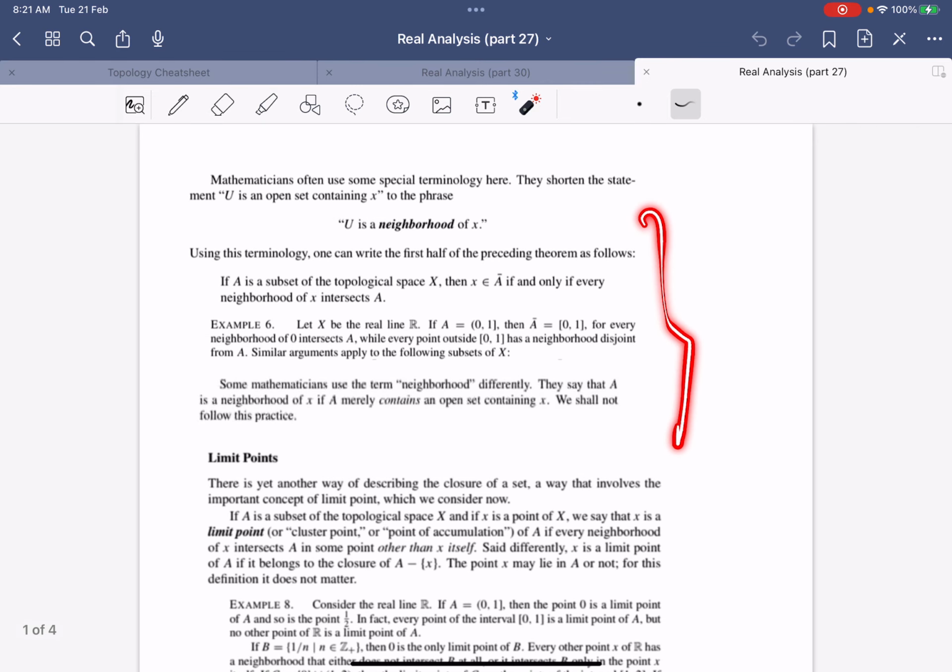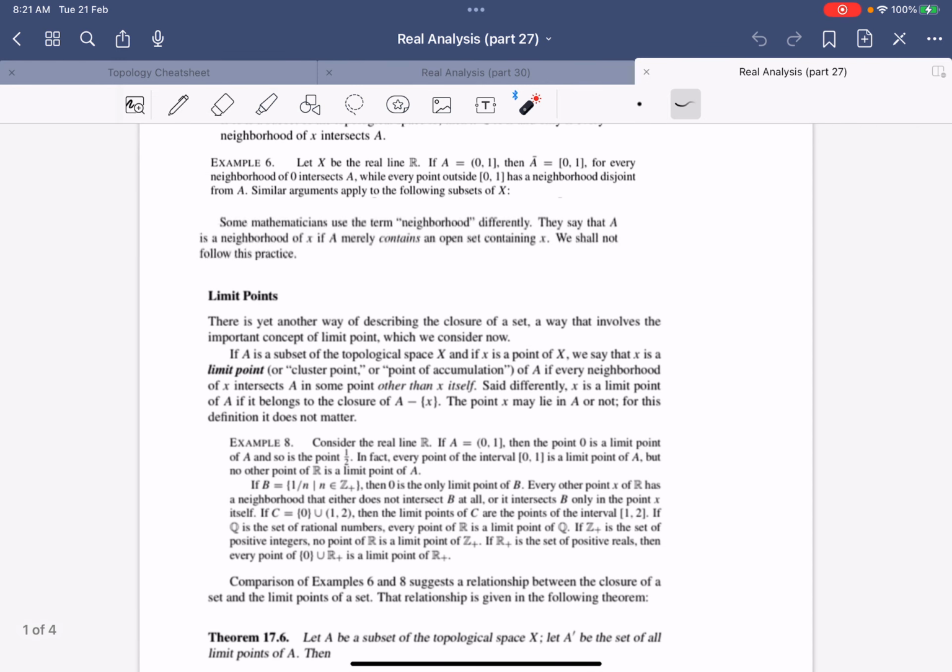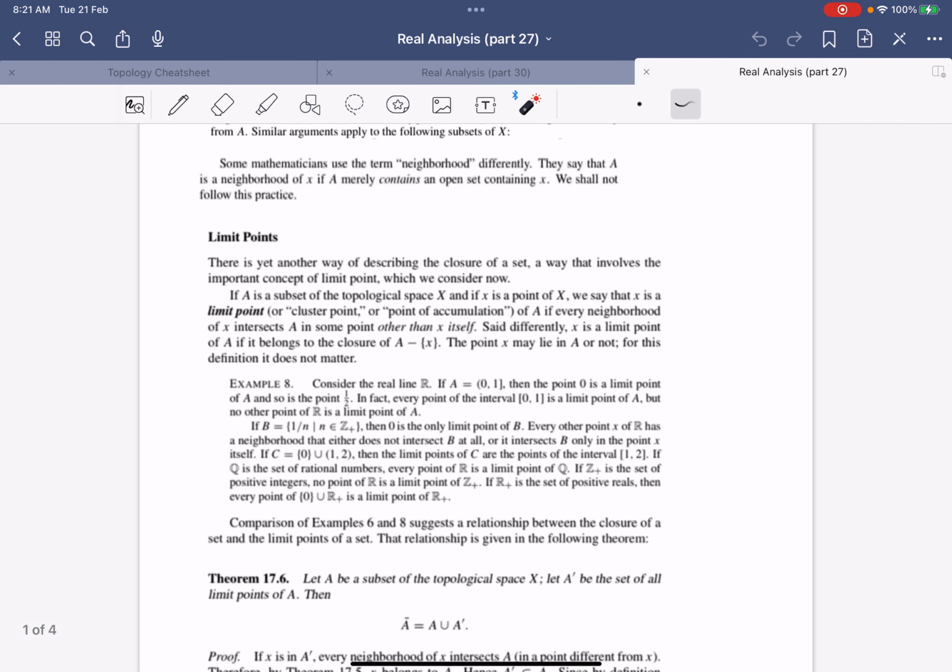And so with the idea of the neighborhood terminology now, we should define what is known as the limit point, or you can call it a cluster point or point of accumulation. Basically it is saying that if every neighborhood intersects A at some point other than X itself, then X is a limit point. To say it differently, X is a limit point if it belongs to the closure of A deleted the point X. The point X may lie in A or not, but for the definition, it doesn't matter.